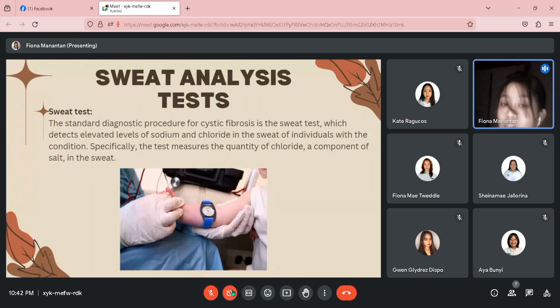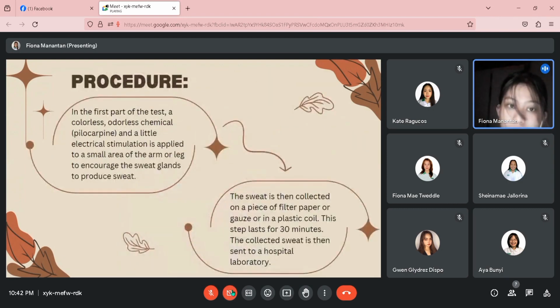Specifically, the test measures the quantity of chloride, a component of salt in the sweat. Cystic fibrosis is a genetic disorder characterized by the accumulation of thick, sticky mucus in various organs, including the lungs and pancreas. The procedure of the sweat test: there are no needles in the test.